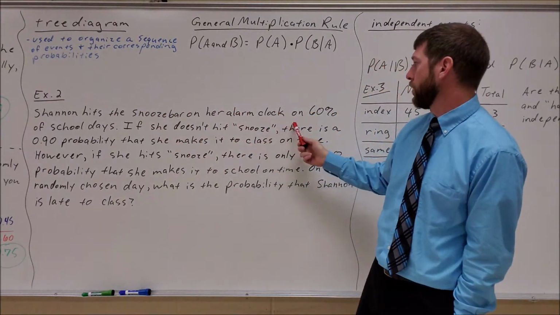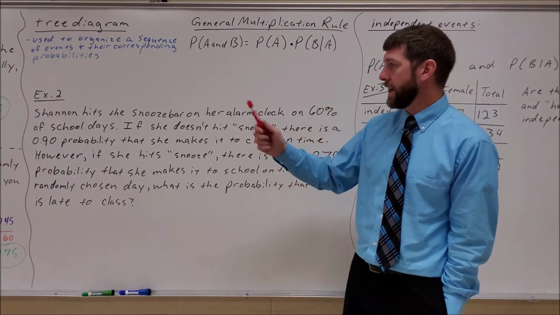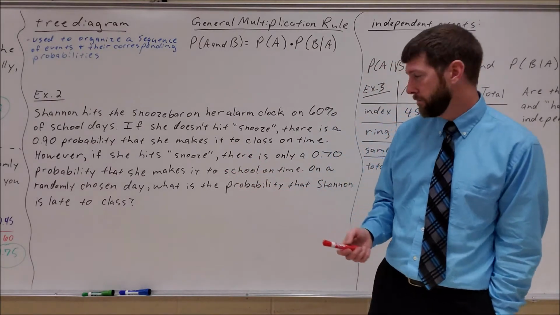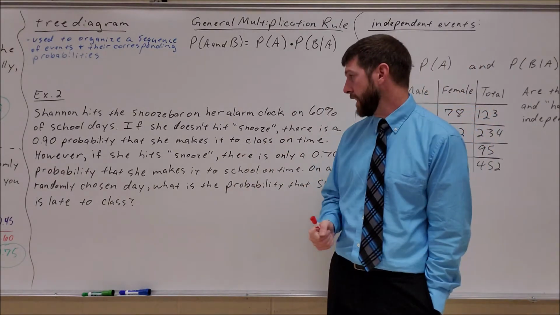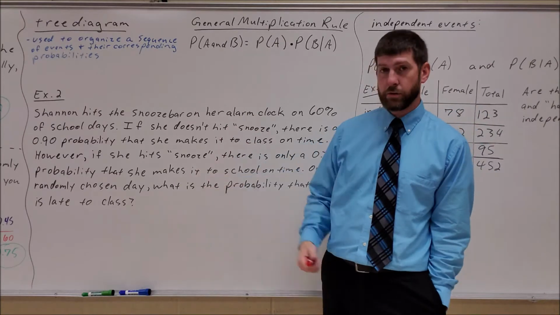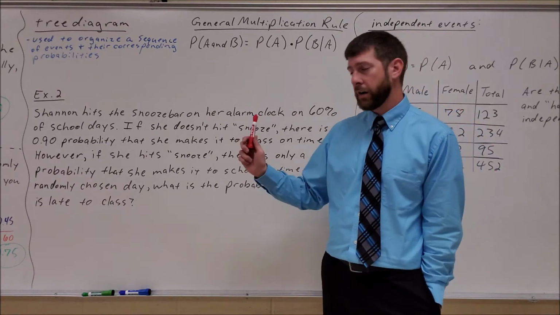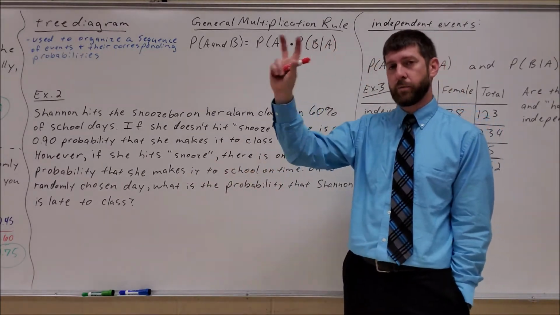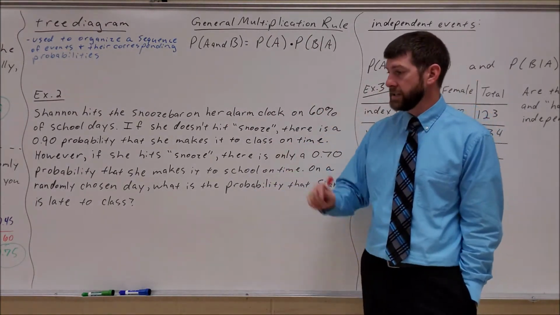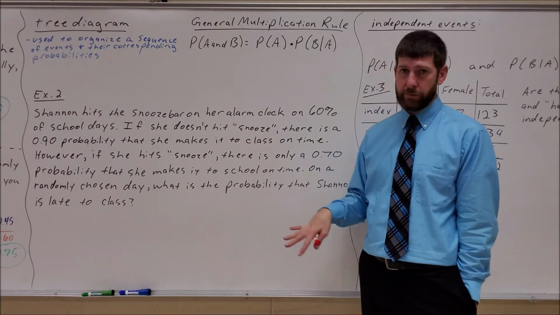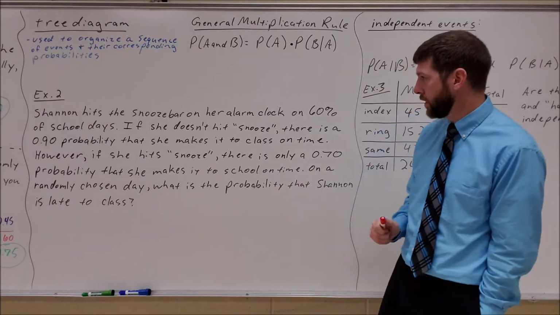Shannon hits the snooze bar on her alarm clock on 60% of school days. If she does not hit snooze, there's a 90% probability that she makes it to class on time. So if she doesn't hit snooze, meaning she gets up on time, then there's a 90% chance that she makes it to class on time. However, if she does hit snooze, meaning she sleeps in, there's only a 70% probability that she makes it to school on time. On a randomly chosen day, so if we were going to just draw a random day out of any possible day on the calendar, what's the probability that Shannon is late to class on that day? There's a lot of information in here. We're going to use a tree diagram to get it organized and help us calculate this probability in question.